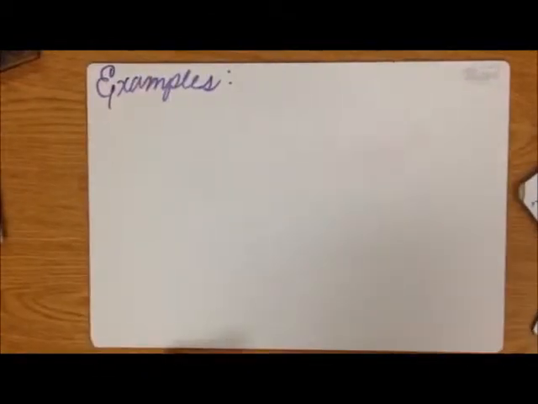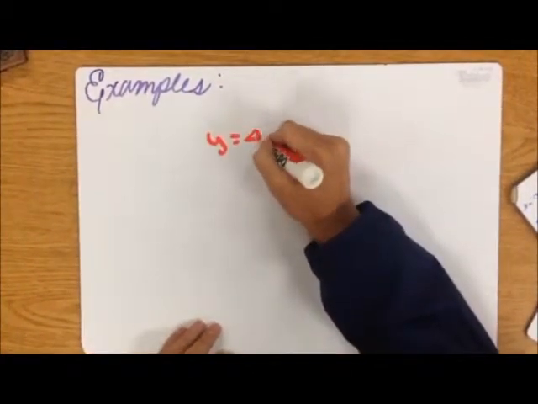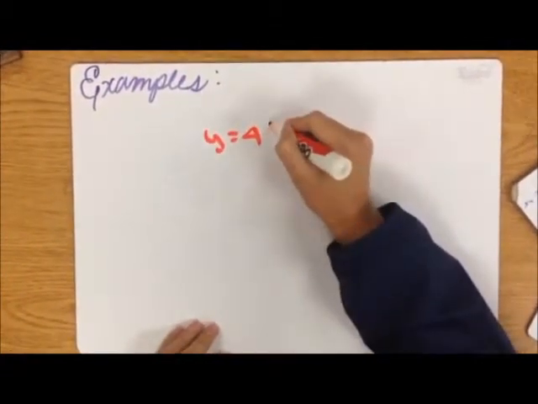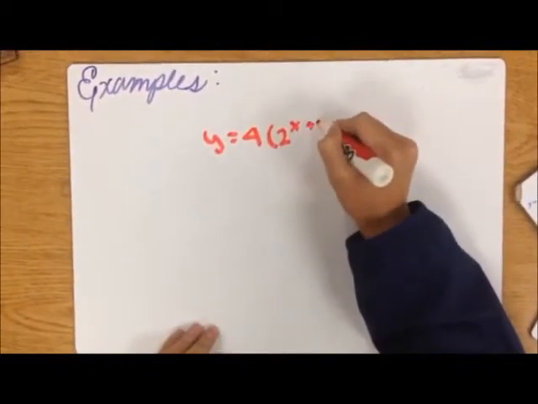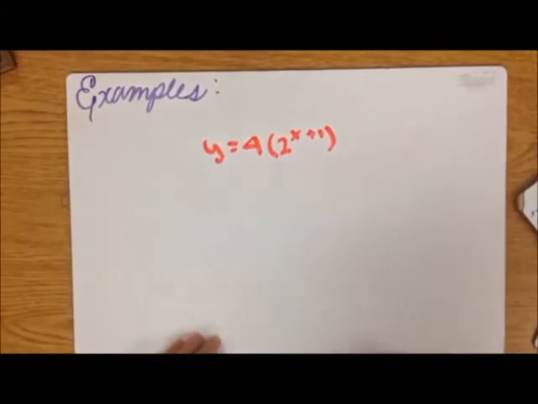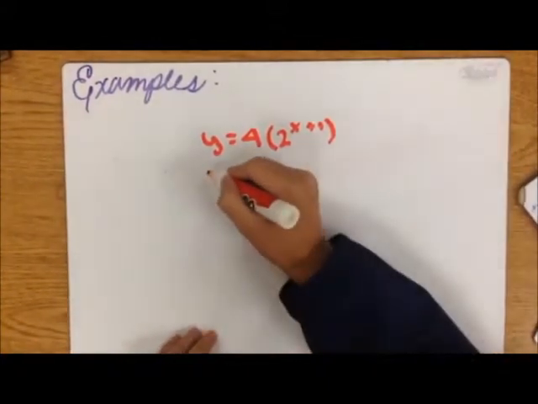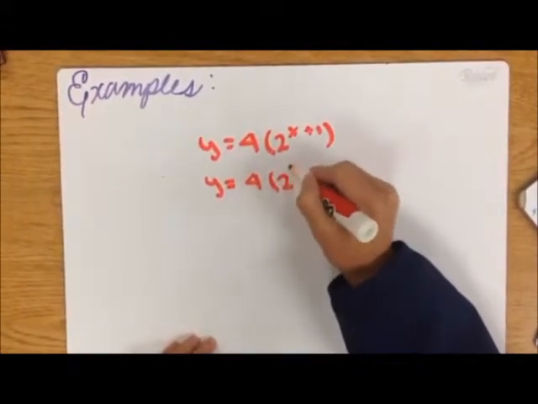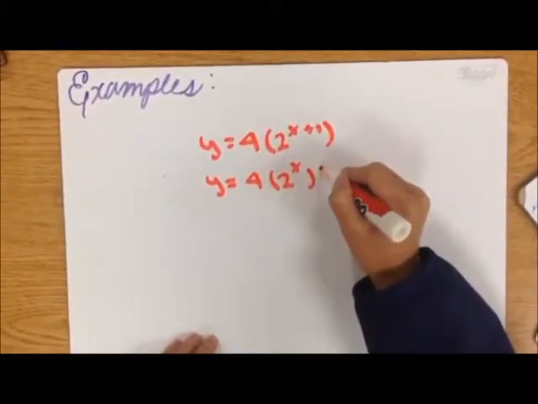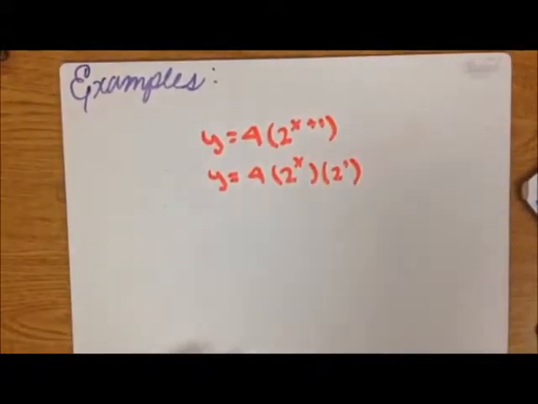So here are some examples. Let's have our y and our a be 4, and in our parentheses as our b, we're going to put 2 to the power of x plus 1. Using the multiplication rule, we're going to solve this equation. So the first step we do is y equals 4 times 2 to the x times 2 to the first power. That's how you use the multiplication rule.